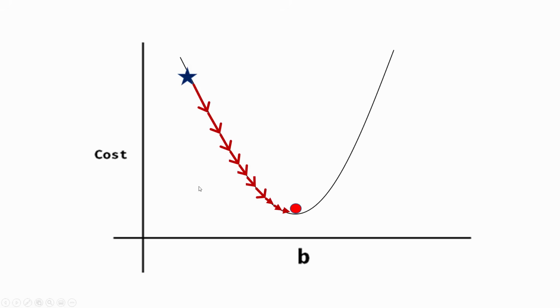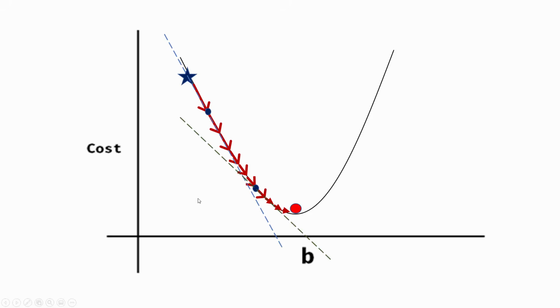So this is your process. And in this process, at every point, you are drawing a tangent. And that tangent is nothing but a derivative, as we have seen in previous videos. Then using that derivative, you multiply it with the learning rate, and you try to move from this point to this point to this point, gradually reaching here.